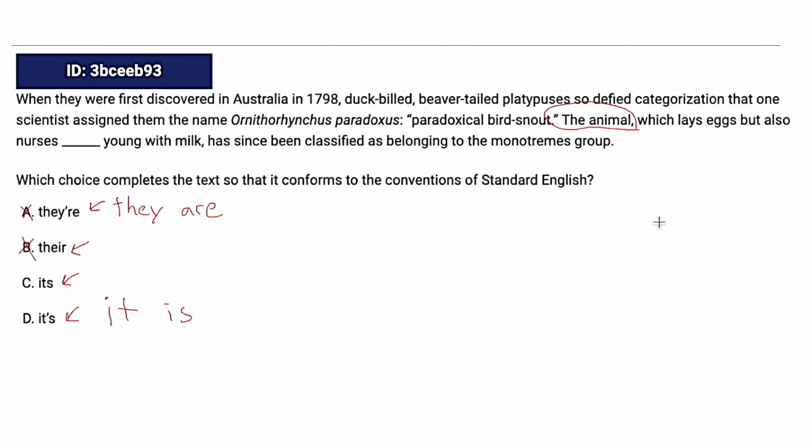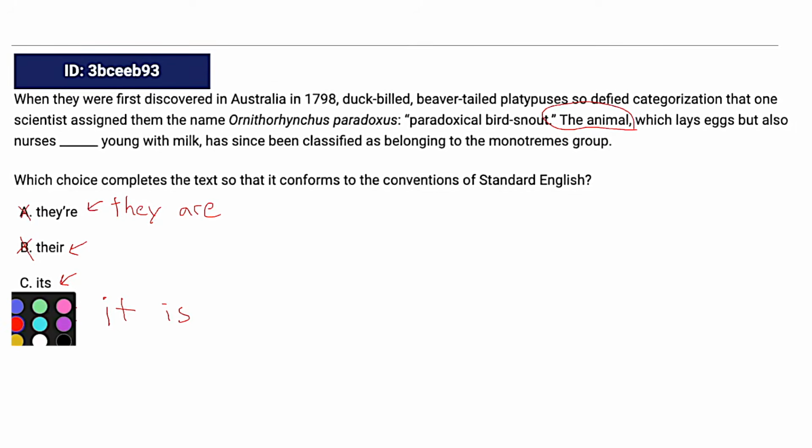And then would we say the animal which lays eggs but also nurses it is young with milk? No, we would say it's young. It possesses or owns the young, the young meaning its children. So our answer is C.